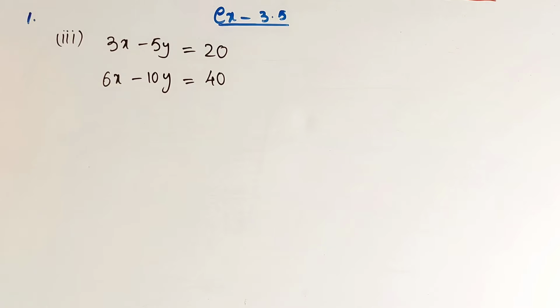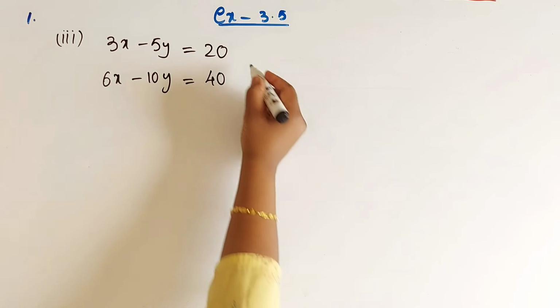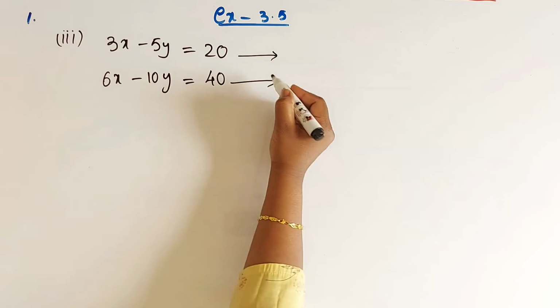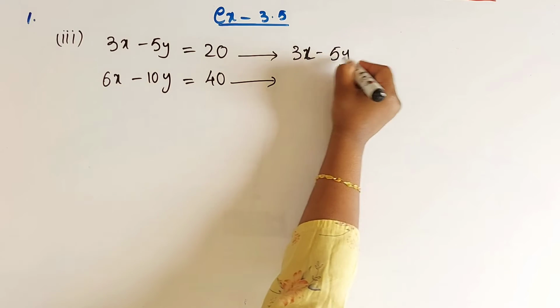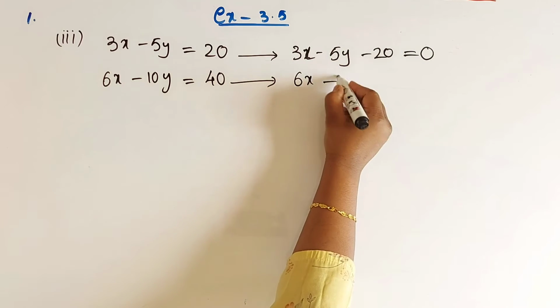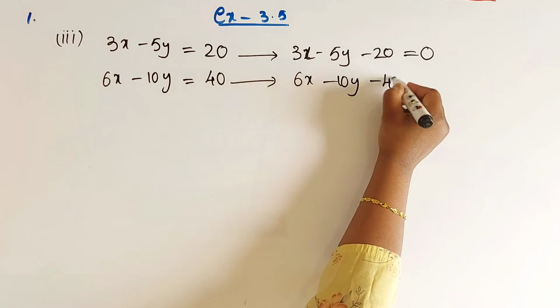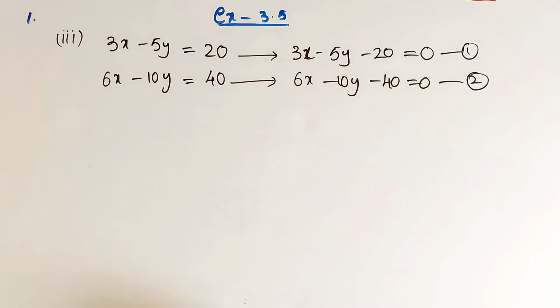Third one, children: 3x minus 5y equal to 20, 6x minus 10y equal to 40. Let's write the equations in standard form first. 3x minus 5y minus 20 equal to 0, and 6x minus 10y minus 40 equal to 0. Now this is the first equation and this is the second equation. Right, children? Now let us compare the ratios.